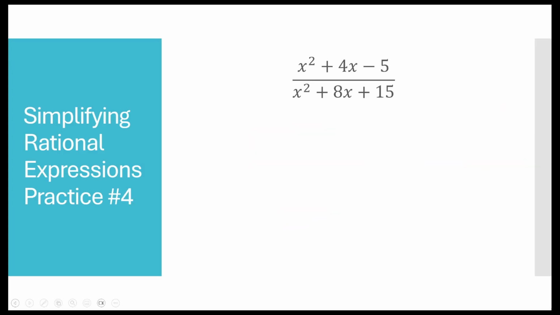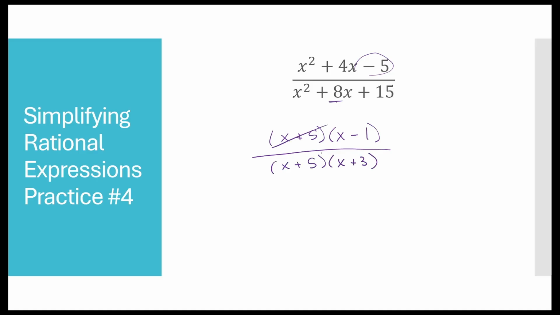Last step, I am going to factor that top. Two numbers that multiply to negative 5 and add up to 4. Sounds like x plus 5 times x minus 1. And on the bottom, I need two numbers that multiply to positive 15 and add up to 8. I'm going to do x plus 5 times x plus 3. These guys cancel, boop, boop, right out, and I have x minus 1 over x plus 3.